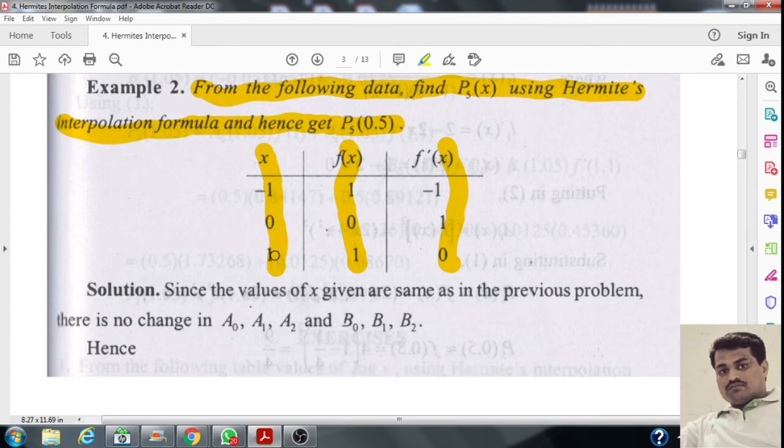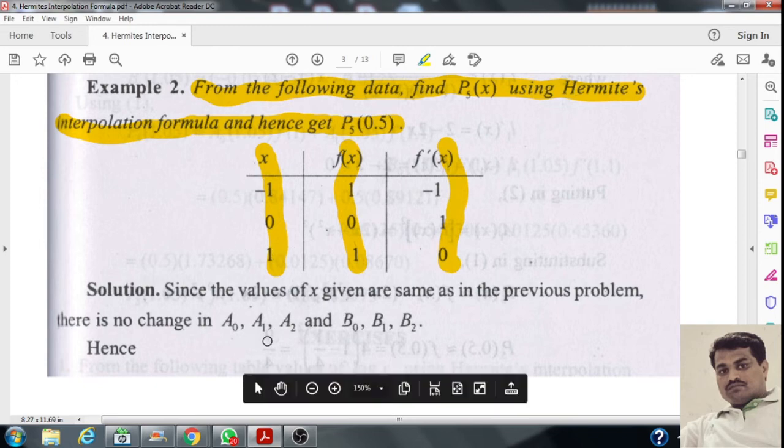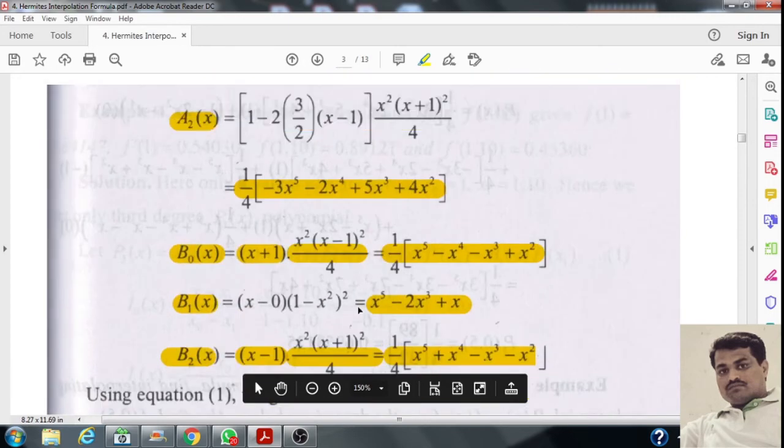If you see the right hand side of aix and bix, you can easily understand the values of aix and bix depend on the values of xi, that is x0, x1, x2. Hence you remember, if you find out a0, a1, a2, b0, b1, b2, that will be similar to example number 1. Hence we don't waste time on a0, a1, a2.